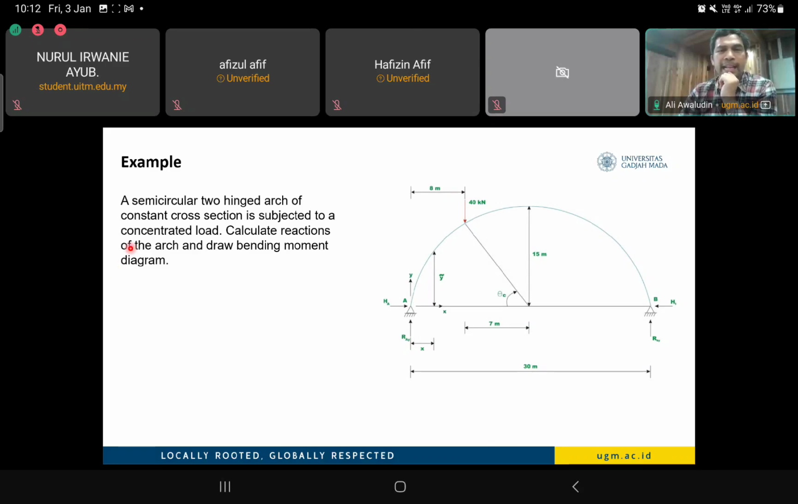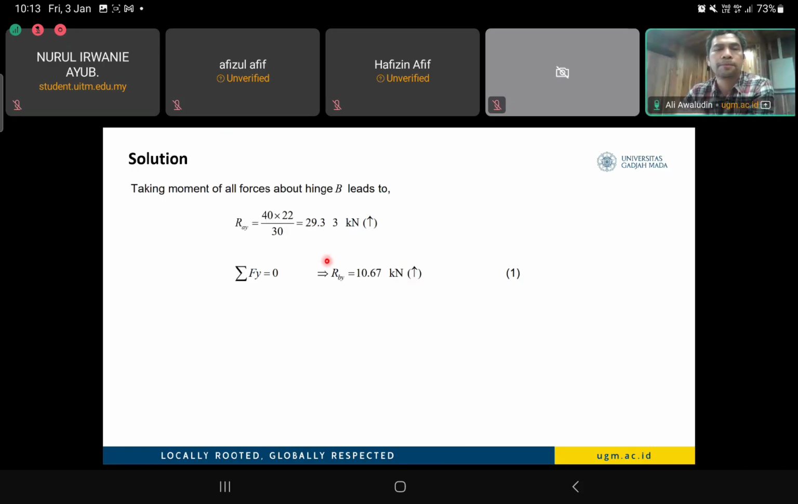I will not talk in detail, but you will see that here we have a load of 40 kilonewton at a distance of 8 meters from point A. Here the crown has 15 meters of elevation, and here for the point load we also need to calculate theta c through some geometric or trigonometric relation. You can get this because it's just the tangent, the vertical distance over the horizontal axis. Okay, calculate the reactions of the arch and draw the bending moment. Here is the question. Okay, let's continue.